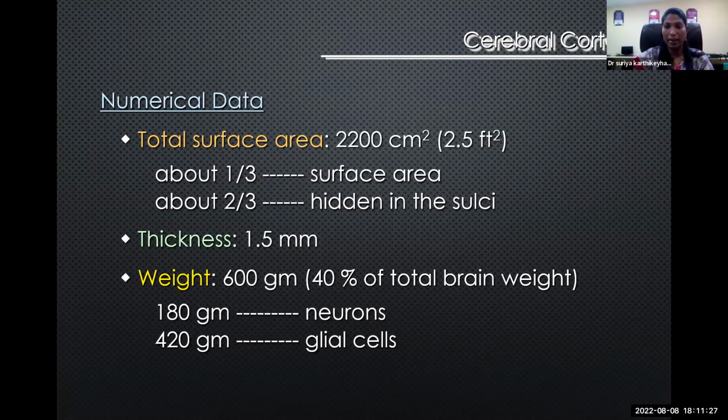A little bit of numerical data. What is the total surface area of the cerebral cortex? The central nervous system constitutes both the brain and the spinal cord. In the brain, I am talking only about the cerebral cortex.